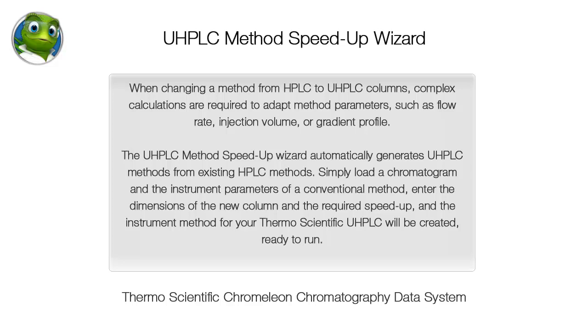When changing a method from HPLC to UHPLC columns, complex calculations are required to adapt method parameters, such as flow rate, injection volume, or gradient profile. The UHPLC Method Speed-Up wizard automatically generates UHPLC methods from existing HPLC methods. Simply load a chromatogram and the instrument parameters of a conventional method, enter the dimensions of the new column and the required speed-up, and the instrument method for your Thermo Scientific UHPLC will be created, ready to run.